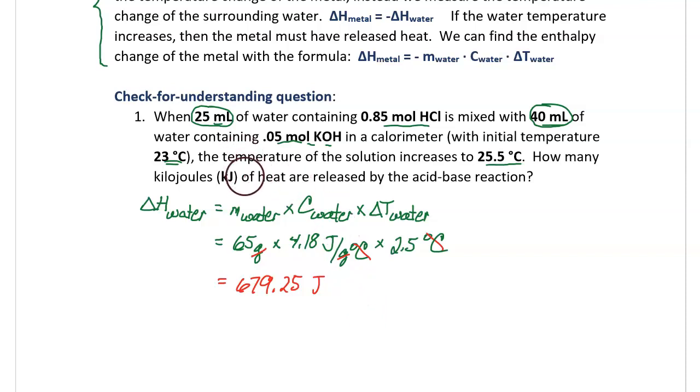The question asks us to give the answer in kilojoules, and we know the value in joules. To change from joules to kilojoules, you divide by 1,000, creating the answer 0.67925 kilojoules. This is how much heat is released in the reaction. The surrounding water gains this amount of heat. The reactants, that is the HCl and KOH, lose that same amount of heat.